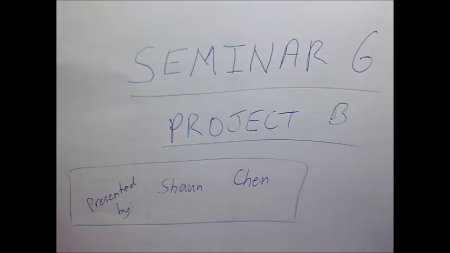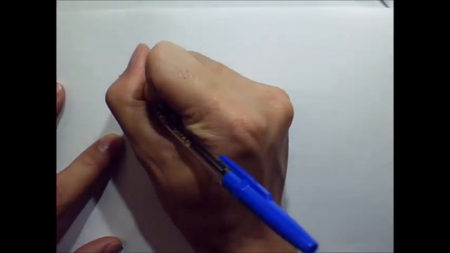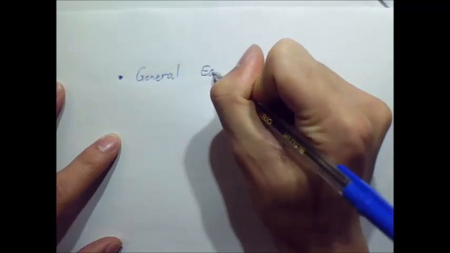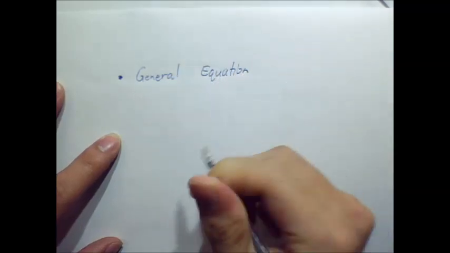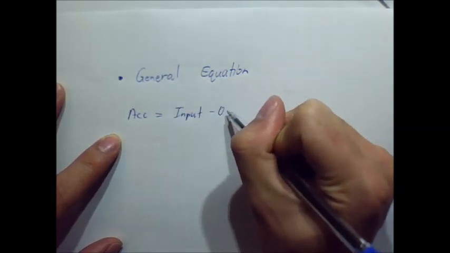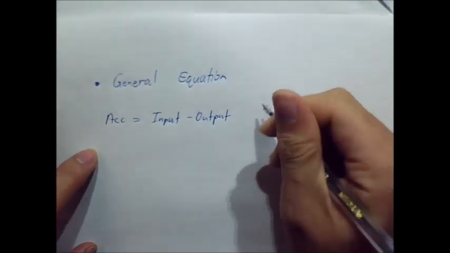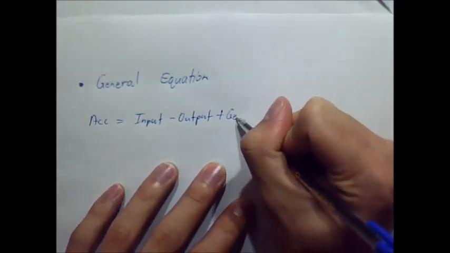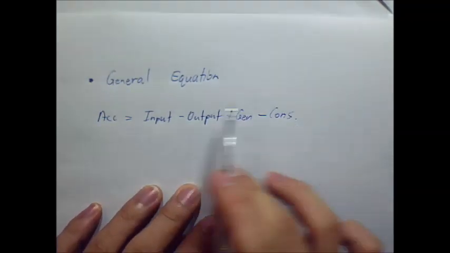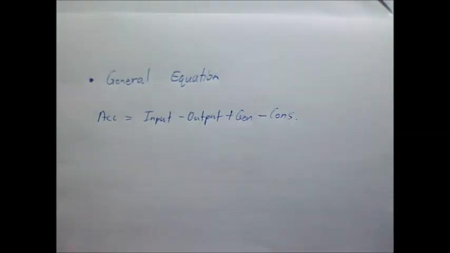Okay, so the first thing you need to know is, to understand what this video is going to be about, I'm going to assume that you have some background knowledge. First, you'll need to know where the general equation comes from. The general equation that I'm talking about is: accumulation is equal to input minus output plus generation minus consumption. That general mass balance equation was talked about during project session 3.